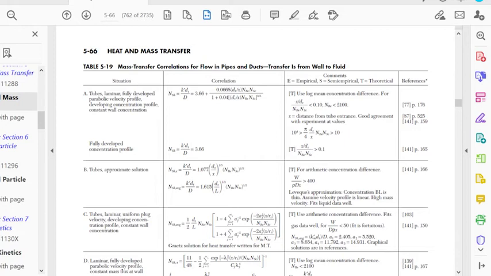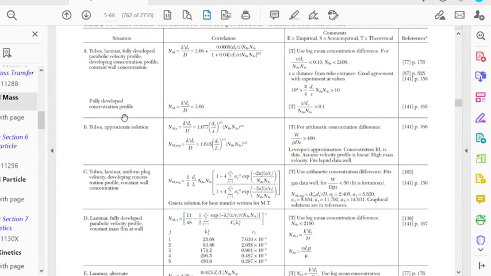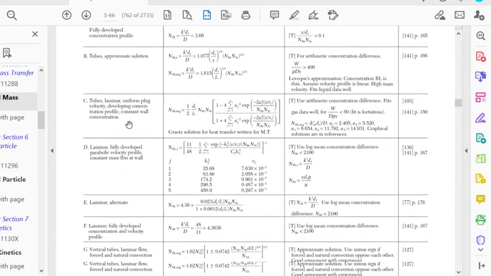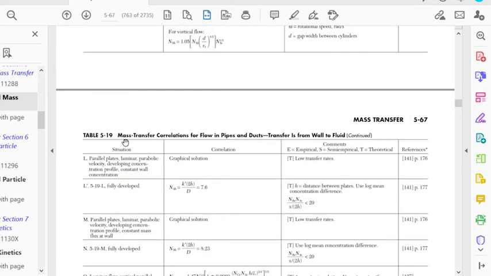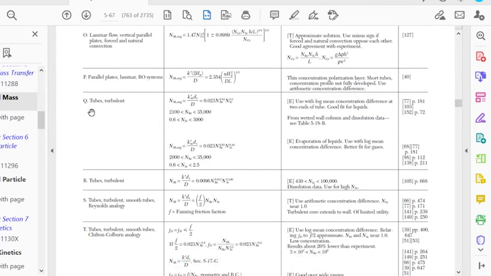We will not be using A because this is just for laminar flow. For B, there was nothing indicated, so let's keep looking. These are all for laminar flow, so let's look for turbulent flow. Starting from letter Q, we now have turbulent flow. If you take a look at the range of the Reynolds number, this equation is only applicable if your Reynolds number is between 2,100 and 35,000. Our Reynolds number is 26,000, so we are well within range. Our Schmidt number is 2.62, so again, we are well within range.